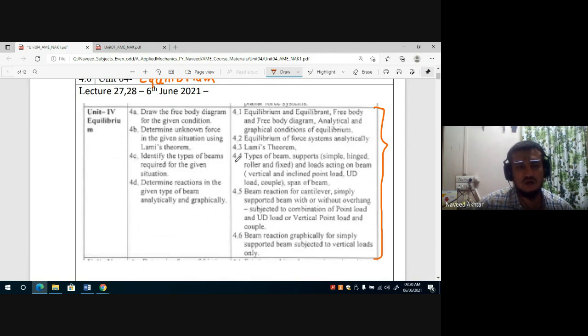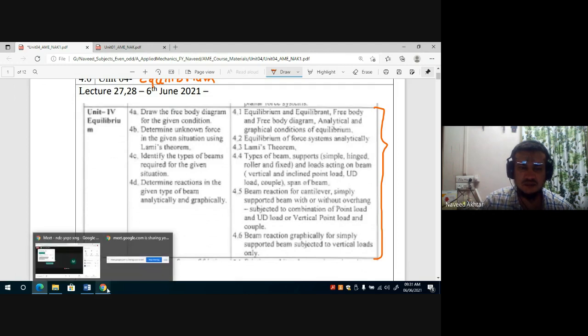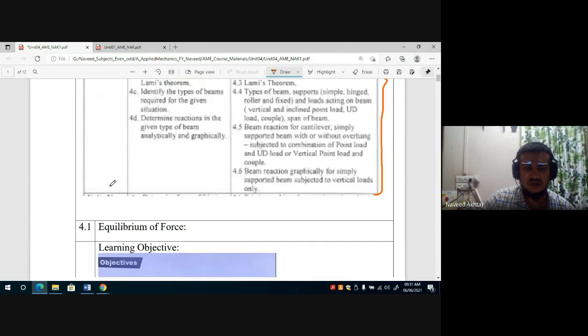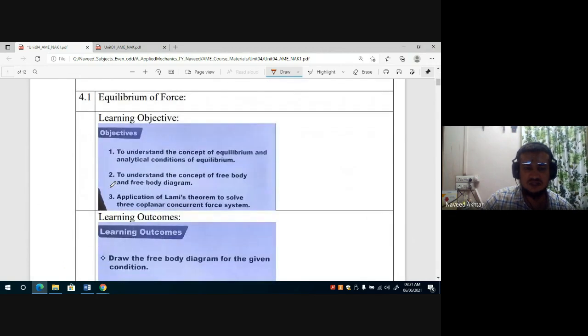And the course outcome or unit outcome is: draw the free body diagram for the given condition, determine the unknown force in the given situation using Lami's theorem, identify the types of beam required for the given situation, and determine the reaction in the given type of beam analytically and graphically. So we'll see first, one by one, what is the learning objective of today's lecture.